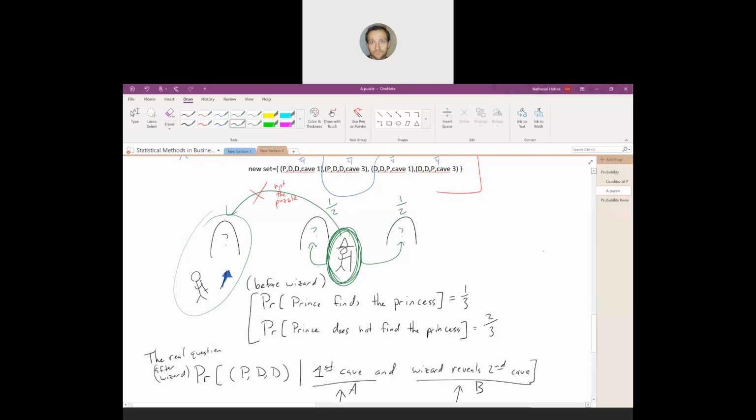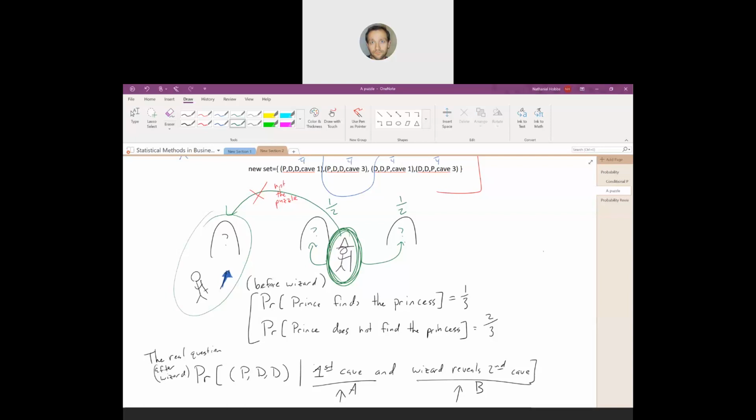1/2 and 1/2. Why is it a half? Because the wizard has 2 choices. He could choose the second cave or the third cave, and that's it. He doesn't prefer one over the other. There are 2 choices. He could be flipping a coin. The knight has 3 caves to choose from.